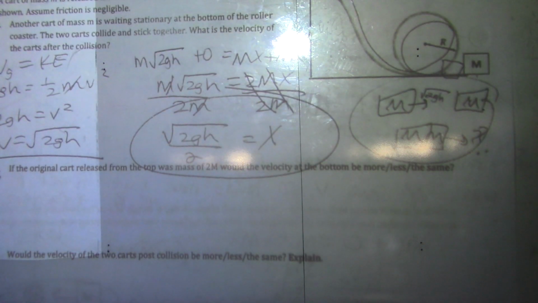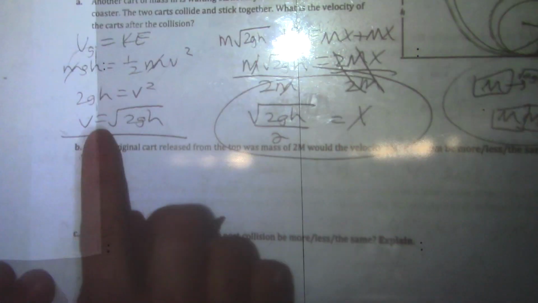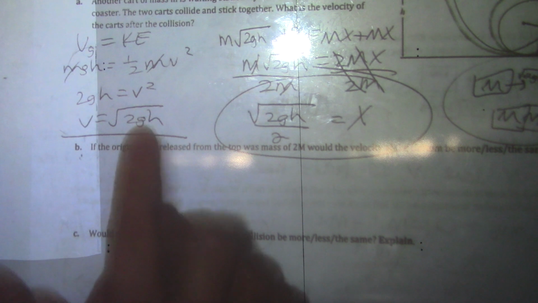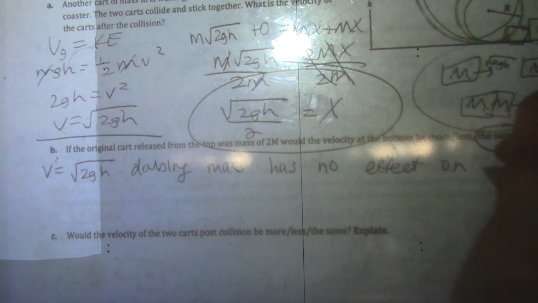Now, if my original cart that was released was actually 2m at the top, what would the velocity at the bottom be? The velocity at the bottom we found was the square root of 2gh. What mattered was the height it was dropped from. The mass actually didn't matter, so it's going to be the same. So I would just write velocity is the square root of 2gh. Doubling mass has no effect on the velocity at the bottom.